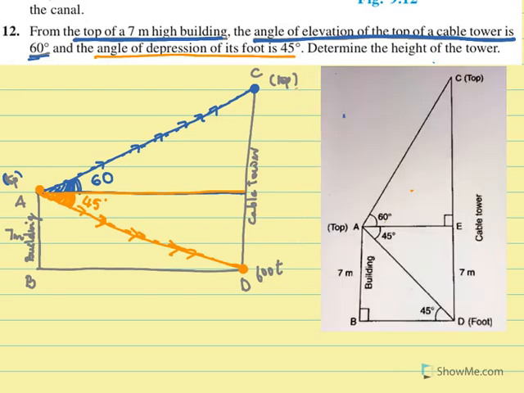So here's a neater diagram. Let's just go over this diagram again now. Here was my building. AB is the building. Then CD is the tower.